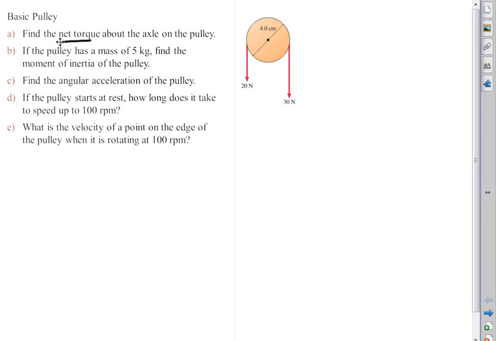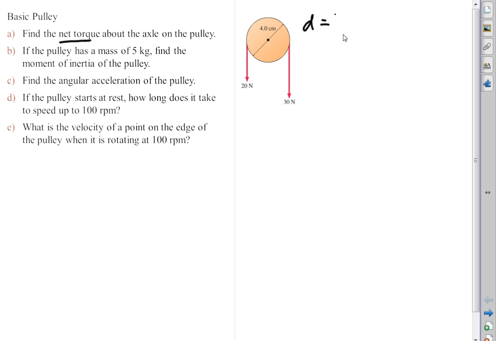Alright, so our first problem, we have a basic pulley. As you can see here, the diameter is 4 centimeters, and we've got a 20 Newton force pulling over here, and a 30 Newton force pulling over here on this side. The first part of the problem says find the net torque about the axle on the pulley. So obviously we have a torque caused by this force and a torque caused by this force.